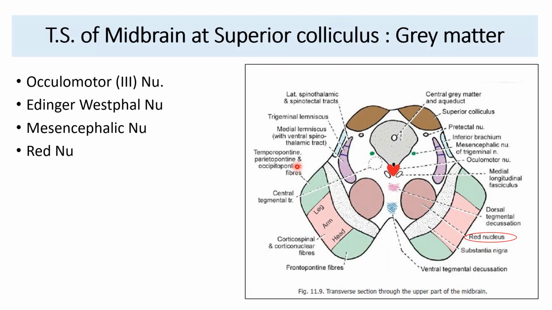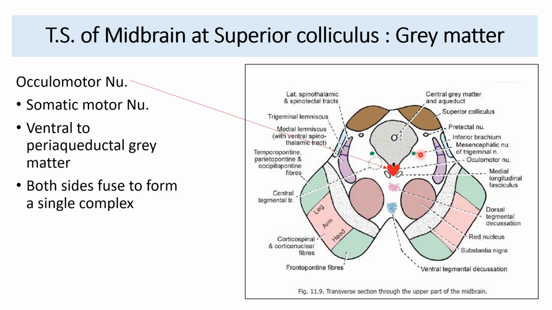Now we come to the superior colliculus, the transverse section of the midbrain at the level of the superior colliculus. The gray matter area that will be seen in the transverse section at the superior colliculus is this red nucleus that I've told you. Only the tegmentum part changes at both the levels. Rest everything will be similar in the crus cerebri and substantia nigra. So in the tegmentum part, what do you see? You see the red nucleus right here. Another gray matter nucleus that is seen is the oculomotor nucleus and the Edinger-Westphal nucleus. Also seen is the mesencephalic nucleus of the trigeminal nerve, the fifth nerve.